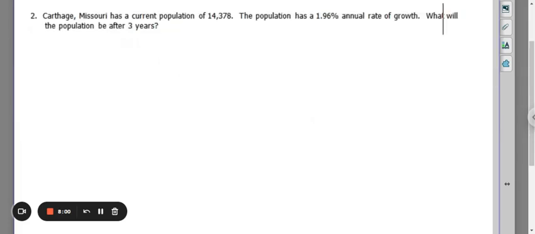All right. So we have a current population of about 14,378. The population has an annual growth rate of 1.96%. What will the population be after 3 years? So again, labeling everything we have. We have the current population. We have the rate as a decimal. Annual rate of growth means n is 1. And this time, they gave us the time.